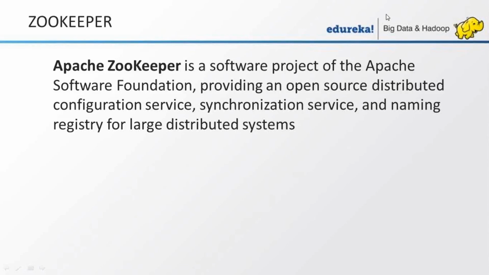What is ZooKeeper? ZooKeeper is a software project of the Apache Software Foundation, which provides an open source distributed configuration service, synchronization service, and naming registry for large distributed systems. ZooKeeper is used to manage and coordinate clusters. HBase is a cluster. ZooKeeper is used to manage the HBase cluster.